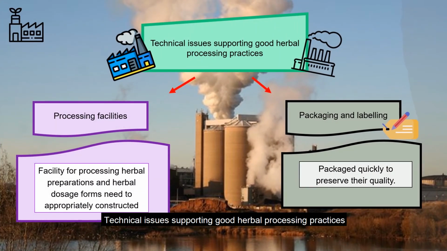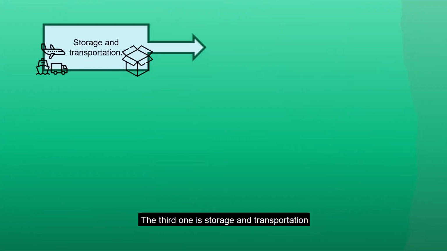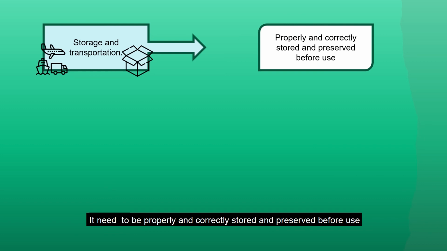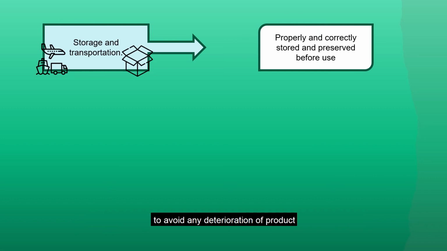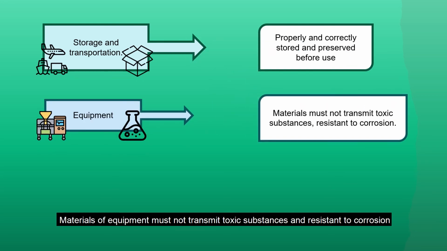The last point is technical issues supporting good herbal processing practices. The processing facility for processing herbal preparations and herbal dosage forms needs to be appropriately constructed. For packaging and labeling, the product needs to be packaged quickly to preserve its quality. The third one is storage and transportation. It needs to be properly and correctly stored and preserved before use to avoid any deterioration of the product. The fourth is equipment. Materials of equipment must not transmit toxic substances and must be resistant to corrosion.